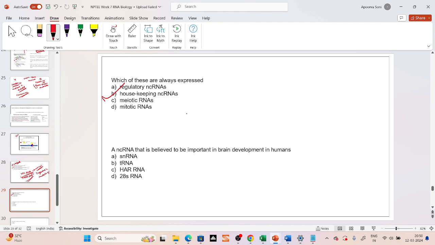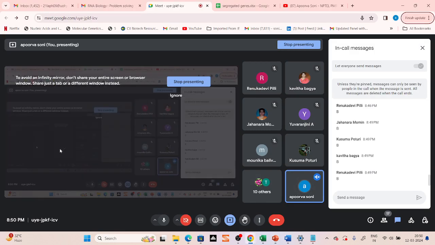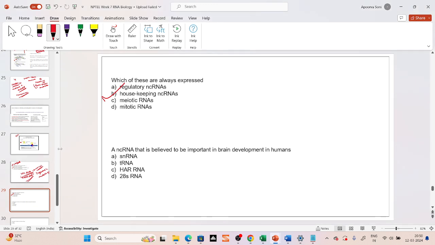Next question is, a non-coding RNA that is believed to be important in brain development in human is snRNA, tRNA, HAR-RNA, or 28S RNA. I think I have excluded this example in today's slide. I'll just wait for 1 minute and then I'll tell you. I don't know whether you will know or not. I think you might be studying about this when your other TA explains this question. The correct answer is HAR-RNA.